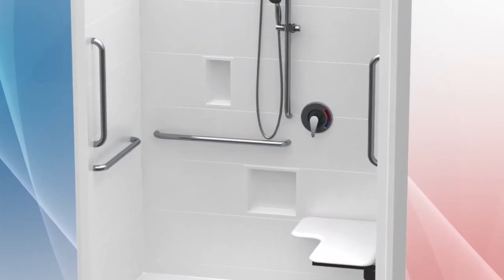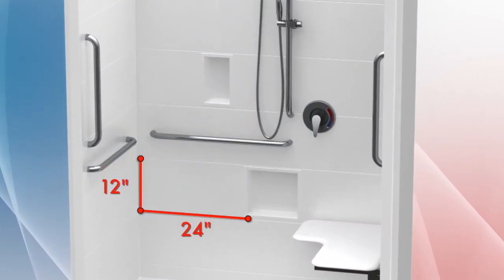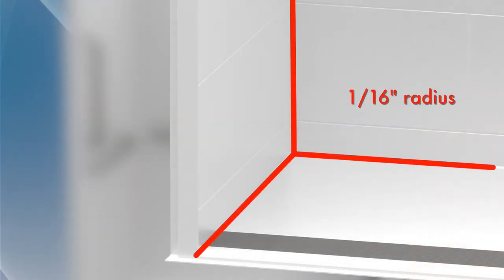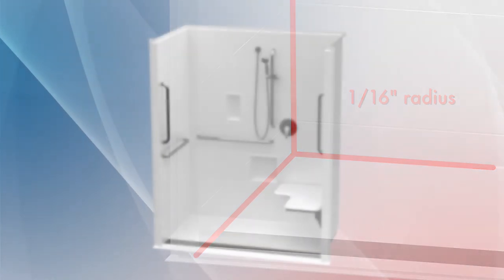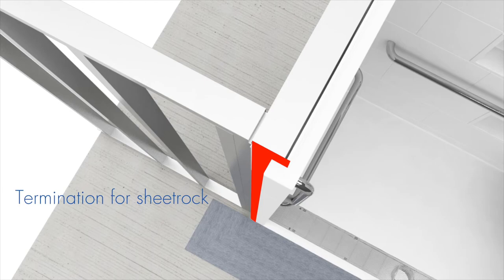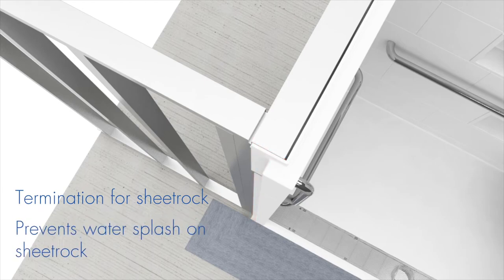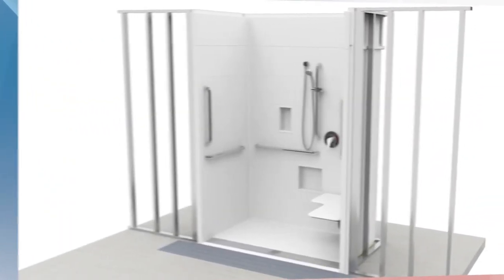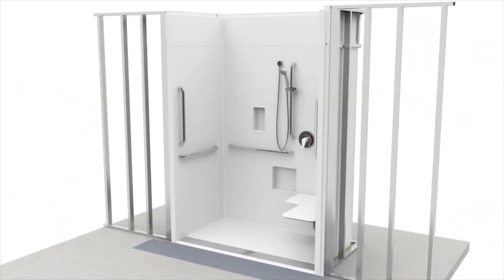The Freedom Trench Collection features a classic 24-inch by 12-inch subway tile pattern with an industry-leading 16th-inch radius at the corners, floor, and wall junctures. The Freedom Trench Collection is designed with a new and improved finish detail flange, referred to as a return flange, that provides a termination point for sheetrock. This also keeps any water splash away from the sheetrock. The return flange has a 1-inch return.